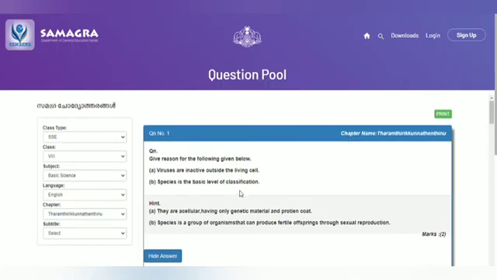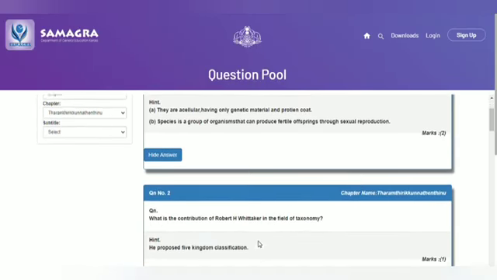Give the reason for the following. Viruses are inactive outside the living cell. Species is the basic level of classification. Viruses are inactive outside the living cell because they are acellular, having only genetic material and a protein coat. Species is the basic level because a species is a group of organisms that can produce fertile offspring through sexual reproduction.